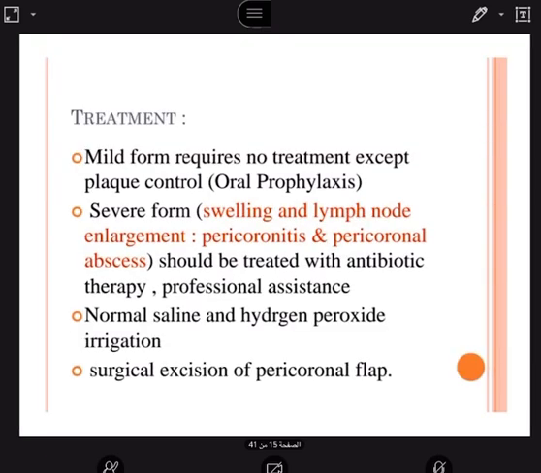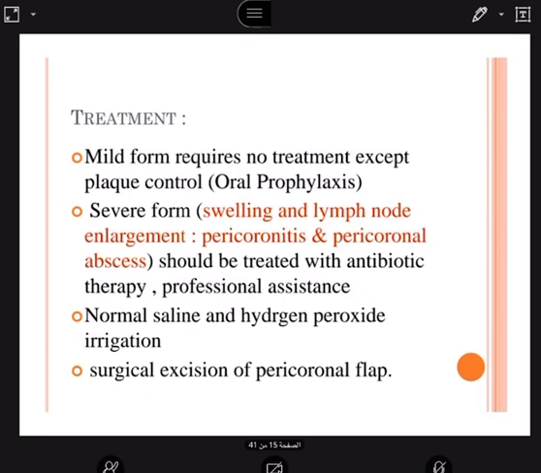Treatment: usually you don't require any treatment at all. From my personal experience, you just have to reassure the parent. A mild form requires no treatment except plaque control, oral prophylaxis, etc. But if it becomes very severe, there can be swelling and lymph node enlargement, then pericoronitis, which is the associated inflammation. It should be treated with antibiotic therapy and professional assistance.